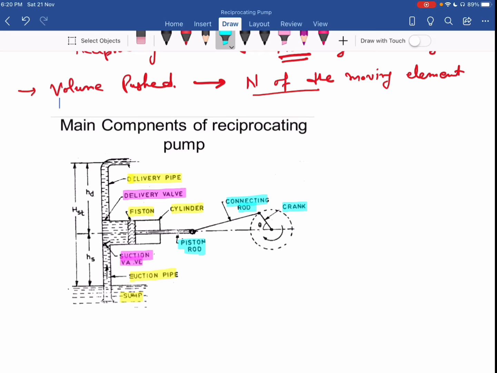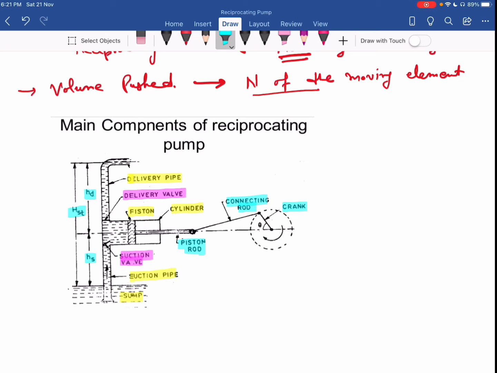Accordingly, we have the heads over here. One is the suction head, which you can see is from the sump level to the center of the cylinder, and another one is the delivery head HD, from the center level to the higher point where we have to deliver the liquid. So these are the two heads, and the sum of suction head and delivery head is called the static head.